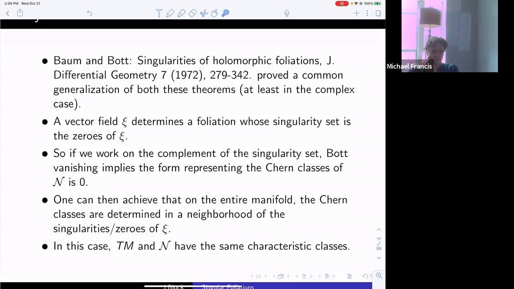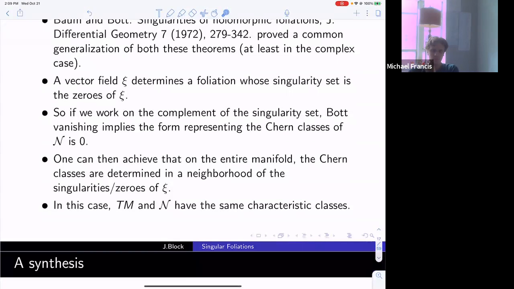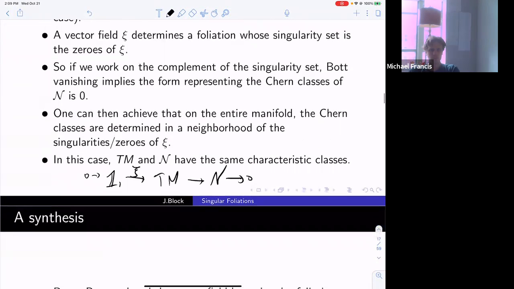Okay, and in this case, here we have N. I should point out that N has a nice resolution, which is just TM, and then you have the trivial bundle mapping into it by multiplication by the vector field. Of course, N and TM have the same characteristic classes. So that's why TM and N have the same characteristic classes.